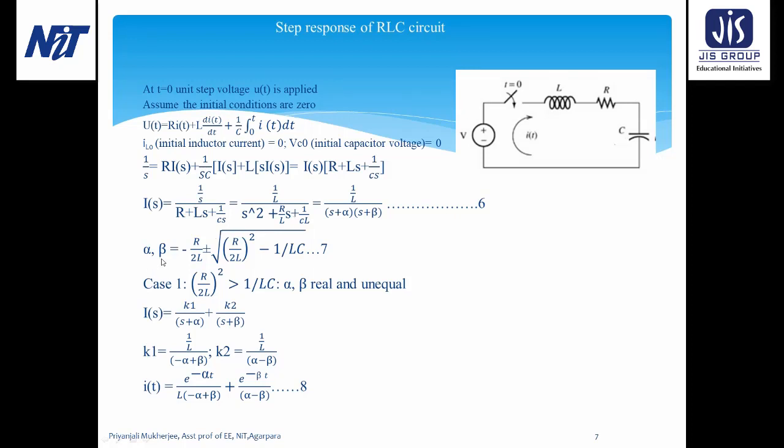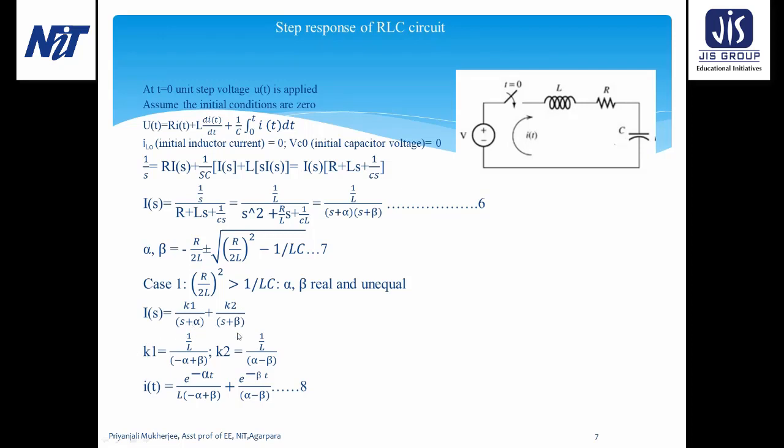So applying the Sridhar formula, we can find the values of alpha and beta, and alpha, beta equals minus R by 2L plus or minus root of (R by 2L) whole squared minus 1 by LC. So here there will be three possible solutions of I(s) depending upon the value of (R by 2L) whole squared minus 1 by LC. For case 1, we consider that (R by 2L) whole squared is greater than 1 by LC, and if so, then the alpha and beta values are real and unequal.